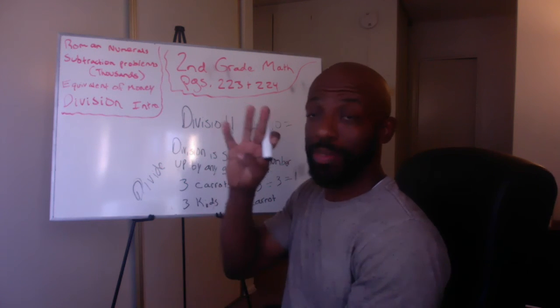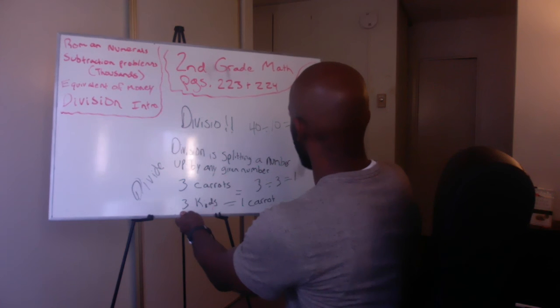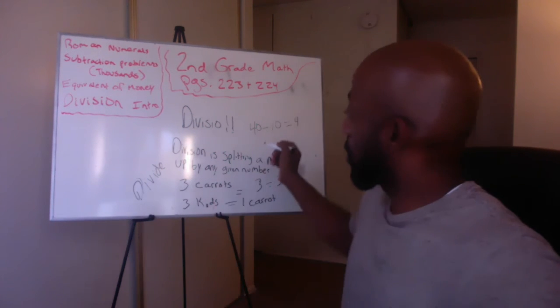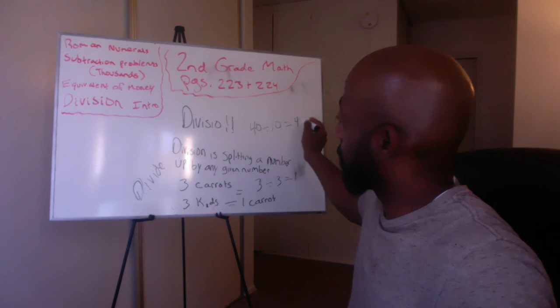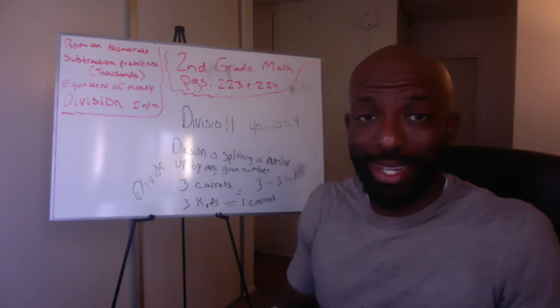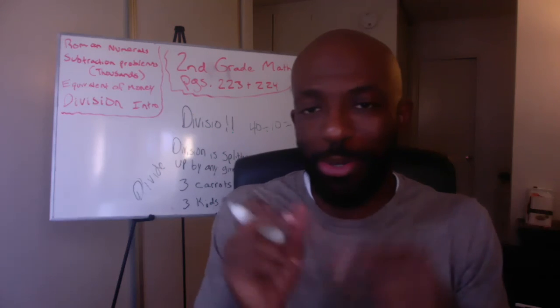We had 4 groups of 10. So we had 4 groups of 10. We're going to write that down there. I said it backwards, but I hope that wasn't too confusing. Pretty much 40 divided by 10 means we had 4 groups of 10, and that's how we get the answer there. So that's division.